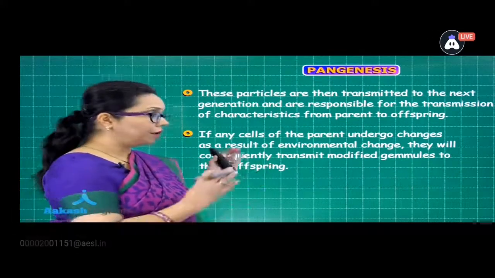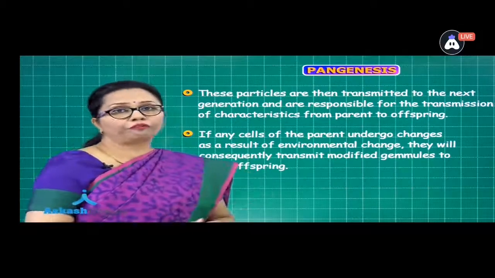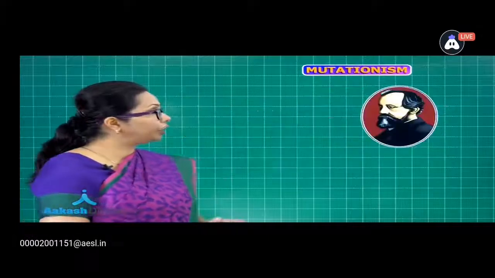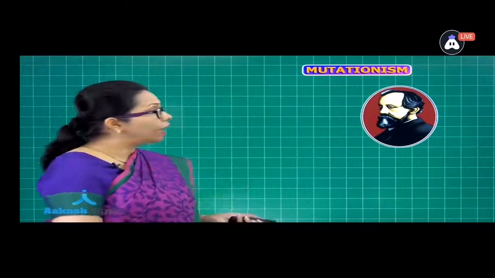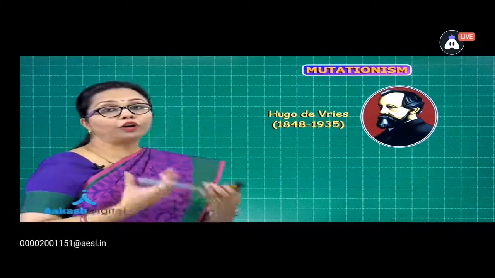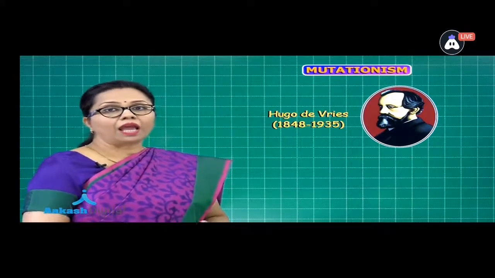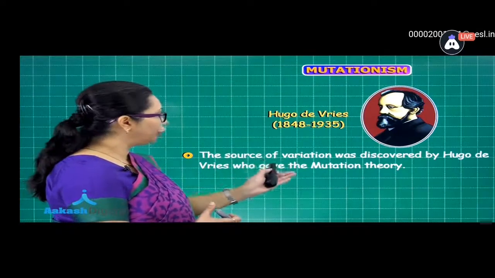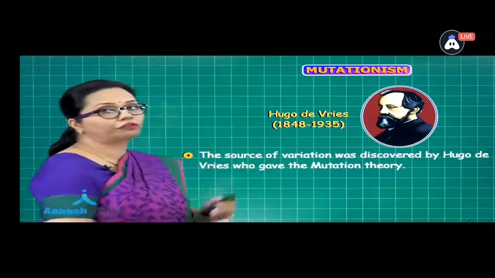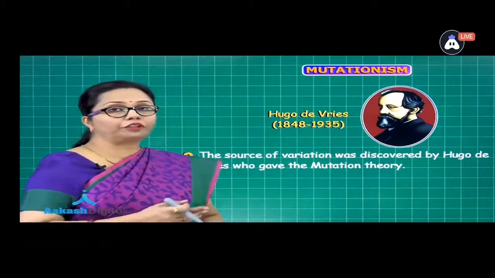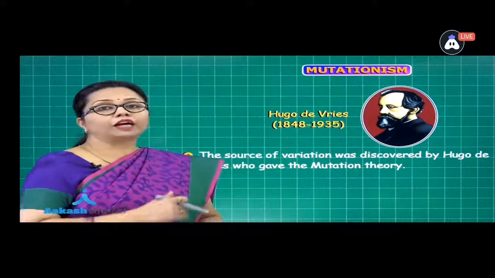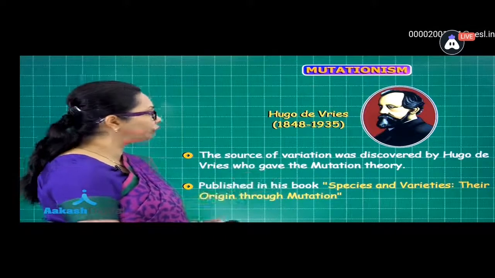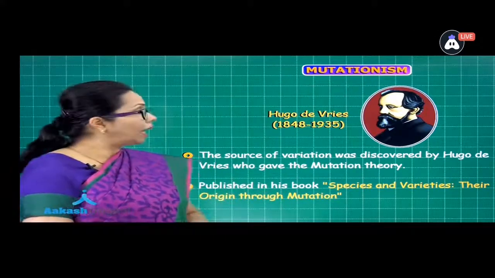So this problem of origin and transmission of variation remained. It was later answered by another theory, that was mutationism, given by Hugo de Vries. Now, Hugo de Vries was one of the rediscoverers of Mendelism, and he gave this mutation theory, in which he found the source of variation. So the drawback, or the gap, which was left in Darwin's theory was answered by mutation theory. And this was published in his book, Species and Varieties, Their Origin Through Mutation.